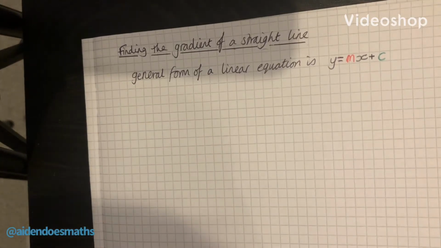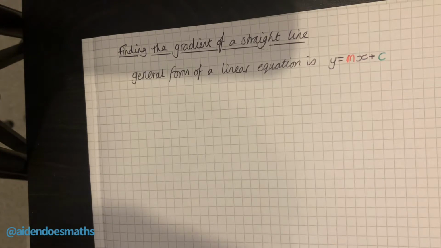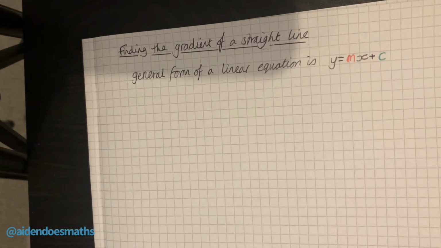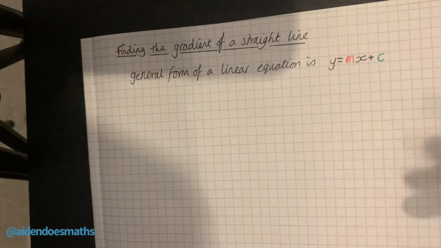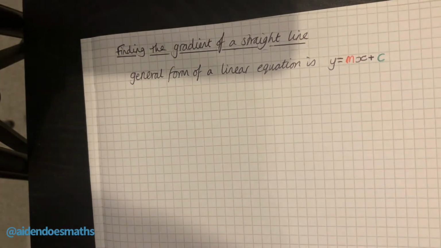In this video, we're looking at how to find the gradient of a straight line. So our key information we need to know to start with is that the general form of a linear equation is y equals mx plus c. And I've intentionally made m and c different colours because we need to know what they mean.